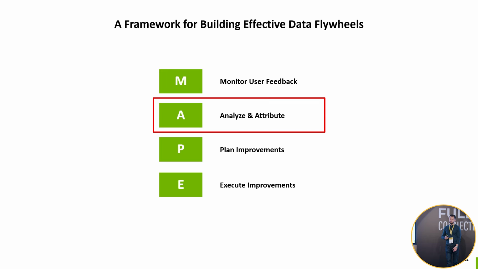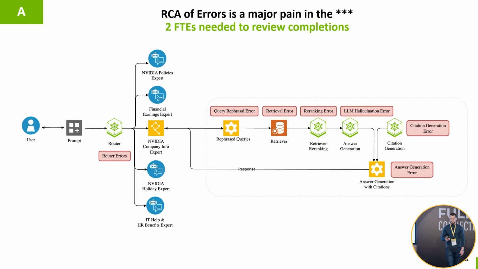The second part is where you get into root cause analysis. And as I was mentioning, every single one of these RAG pipelines or experts requires seven different parts that we need to analyze. And this is a major pain for all of us at NVIDIA. In fact, the team that was building this agent had 2 full-time employees going through all of the requests that we were getting. So the first step that we discovered on how we could optimize this process is to try to use LLMs to help us do this error classification.